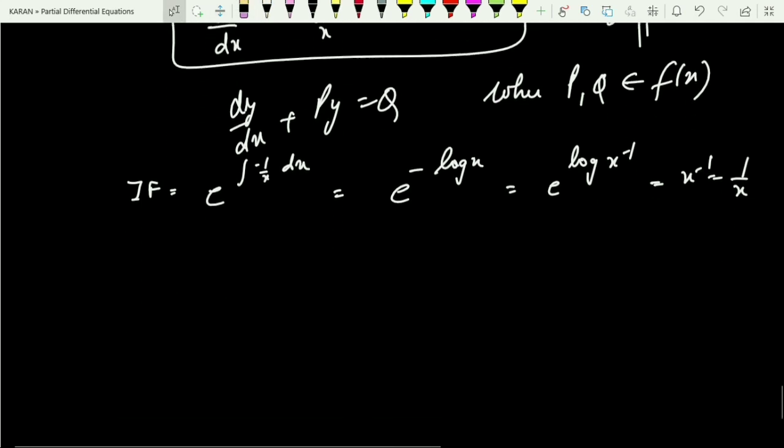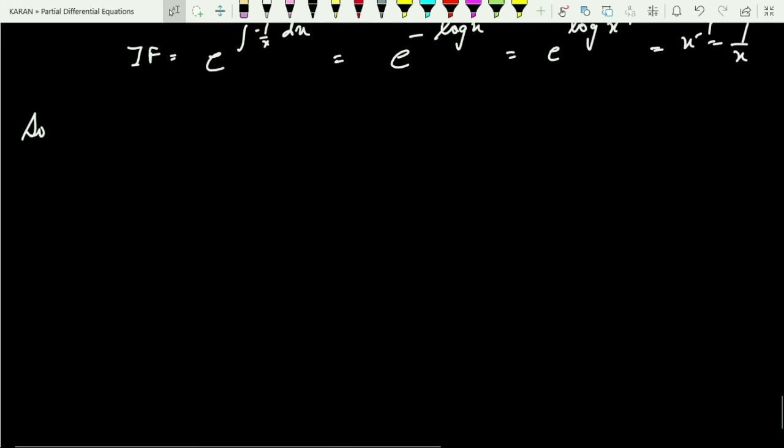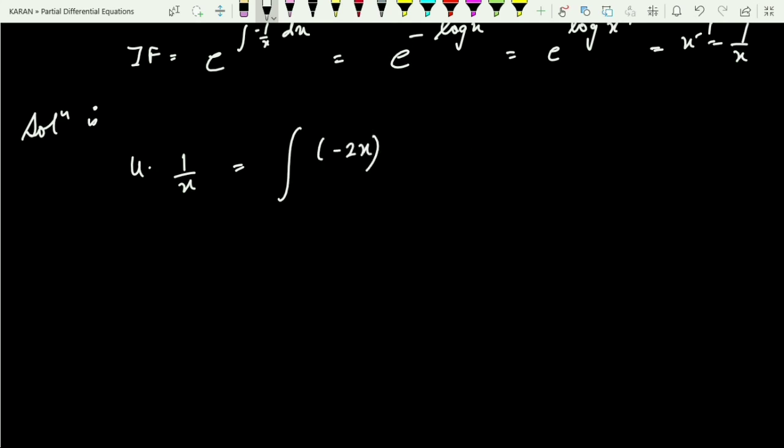And how do we write the final solution? So the final solution is given by u multiplied with the integrating factor is equal to the integration of the right hand side q, that is minus 2x, multiplied with the integrating factor into dx plus some constant c2. So that is how we used to write the solution of the first order linear differential equation, right? So this is nothing but, now x and x get cancelled out. So what is this integration? So minus 2x plus c2 equals u upon x.